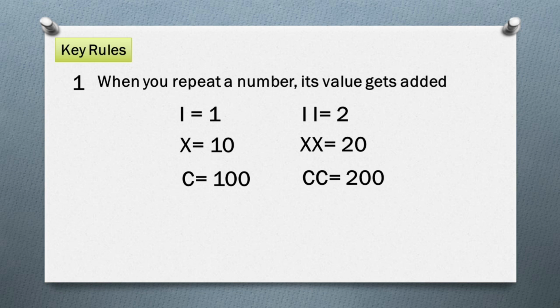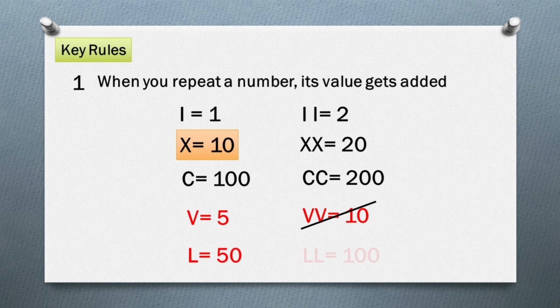But we have to be careful and see what can be doubled and what cannot be doubled. For example, repeating V, which represents 5. Can we write V twice and make a 10? No, that cannot be done because we already have a symbol for 10, which is X. Same is the case with L, which represents 50. Can we write L twice and make 100? No, because there is a symbol for 100, which is C. So you have to be very careful while repeating a symbol.